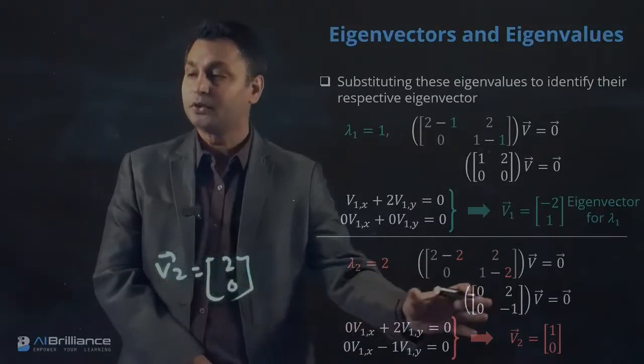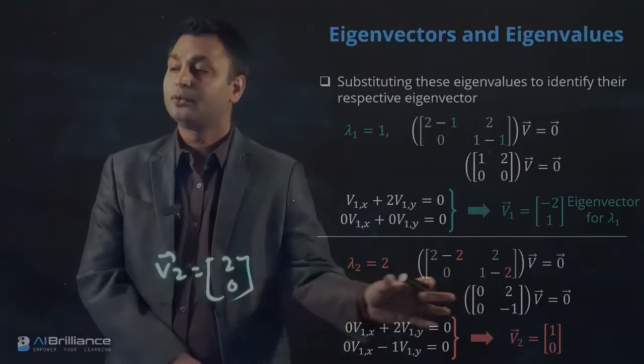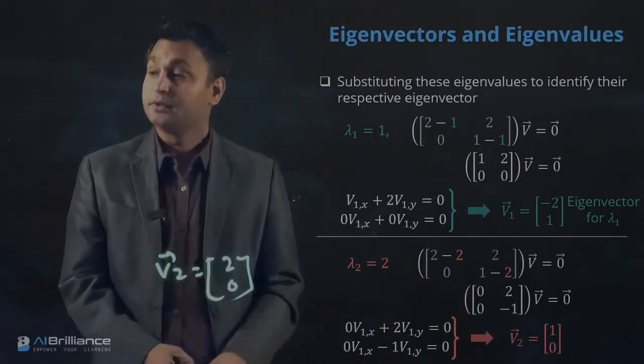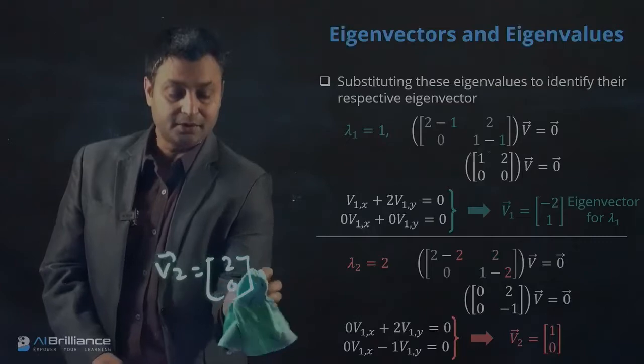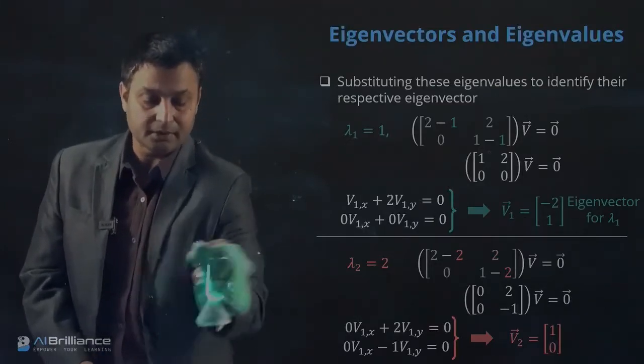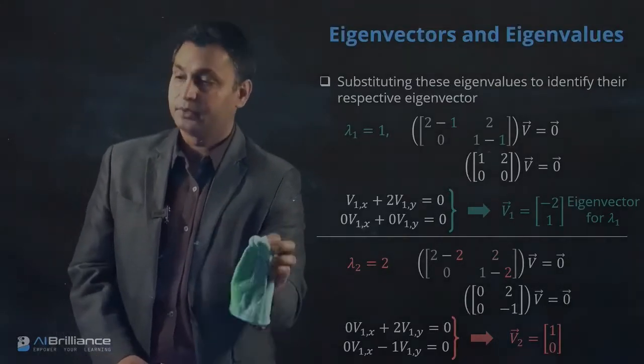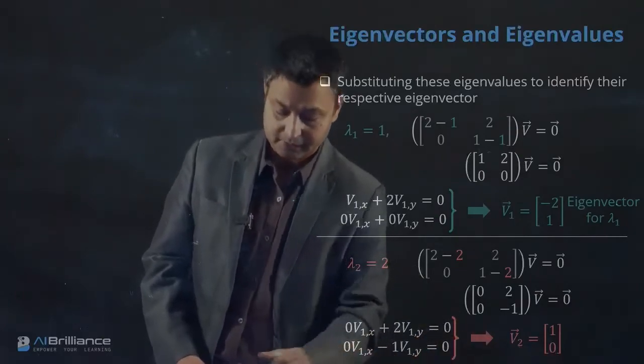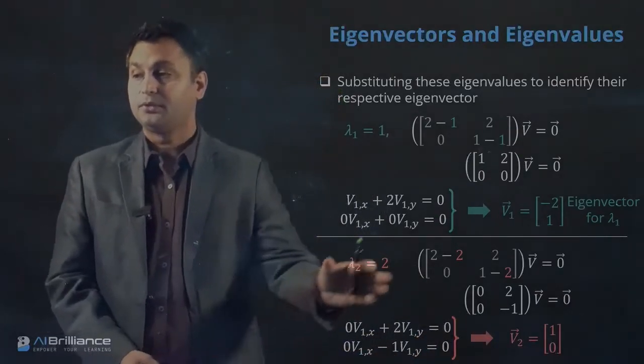But if you carefully look into this, the span of both these vectors is essentially the same. So we take the simplest one. In this case, rather than this one, we will select this one as an eigenvector corresponding to lambda 2.